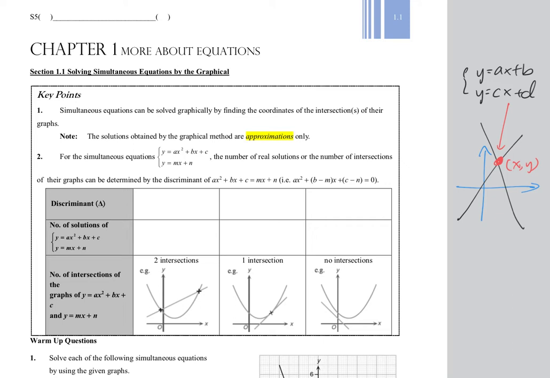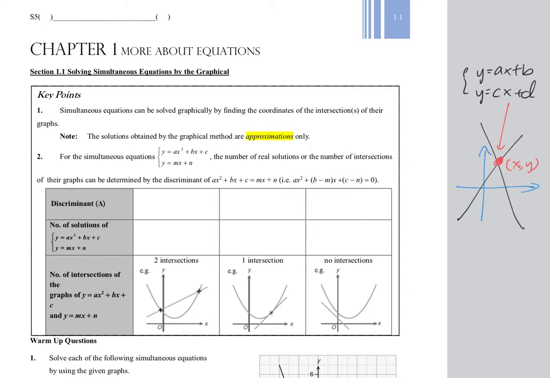Now, we are going to solve them for one parabola and one straight line. So this one is a parabola, a quadratic function, and this one, a linear function, is a straight line. Alright, so when we solve the simultaneous equation, we can substitute y and only get x as a variable to solve the equations.